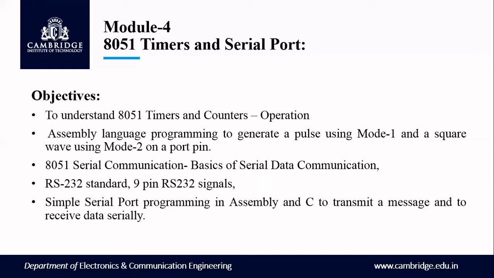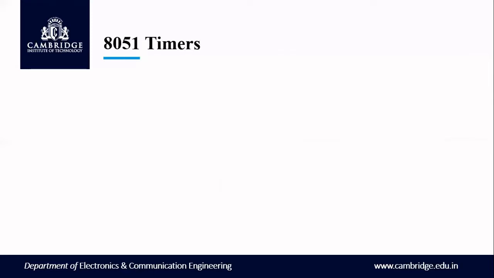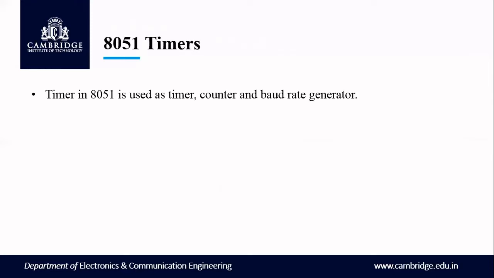So let us see the 8051 timers. Under 8051 timers, we have three major applications of this timer. It can be used as a timer, that is to generate a delay, as a counter to count events, and as a baud generator to set the rate at which you are going to transmit the information. So these things can be achieved by knowing the timers.